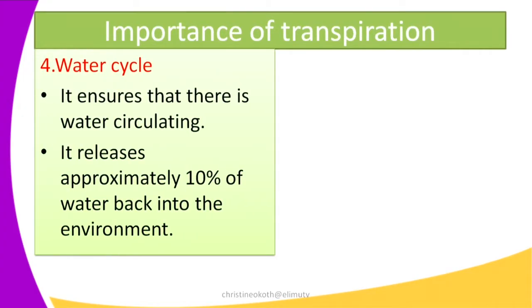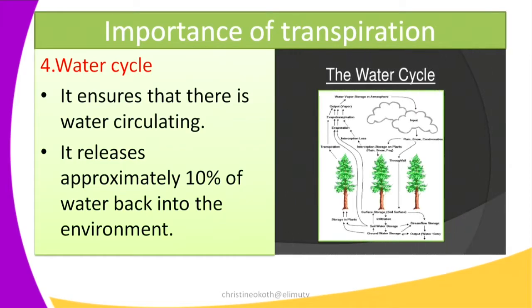Another importance of transpiration is in the water cycle, just as we have explained earlier. It ensures that there is water circulating within the environment. Transpiration releases approximately 10% of water back into the environment. As we have discussed earlier, transpiration is one of the key processes in the cycle of water. So it approximately releases 10% of water back into the environment so that the cycle of water can still continue.